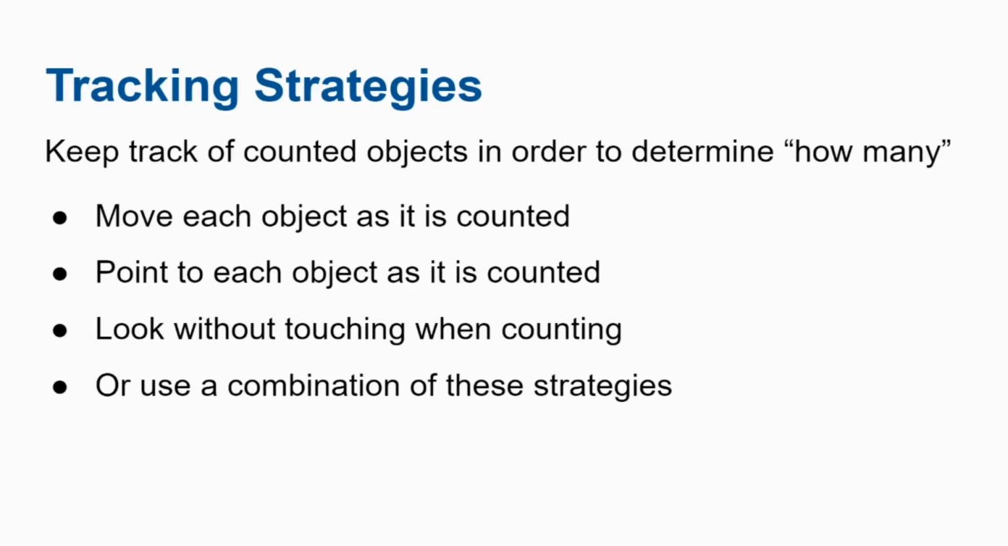Objects placed in a line or a rectangular array are easier to count. However, they may limit students' abilities to develop tracking strategies. Tracking strategies are ways to keep track of counted objects in order to determine how many. Students may move each object as it is counted, point to each object as it is counted, look without touching when counting, or use a combination of these strategies.